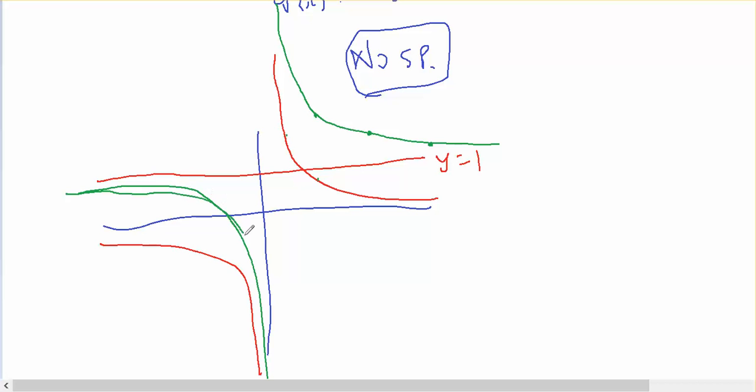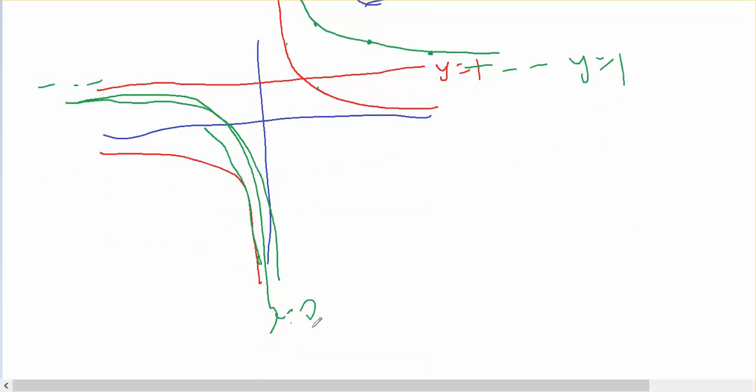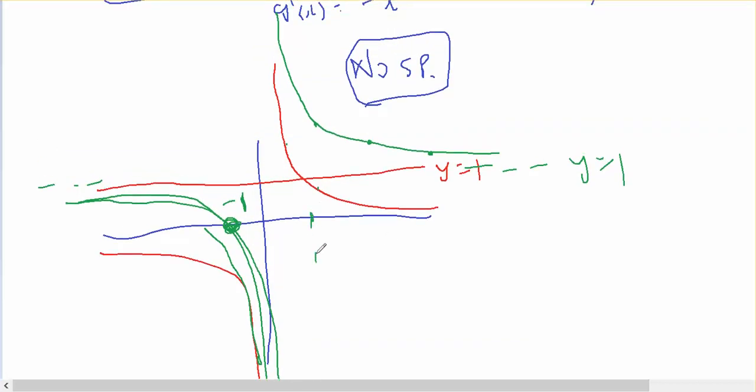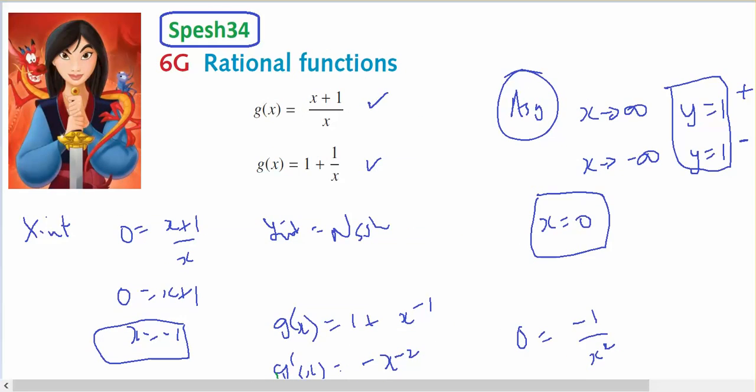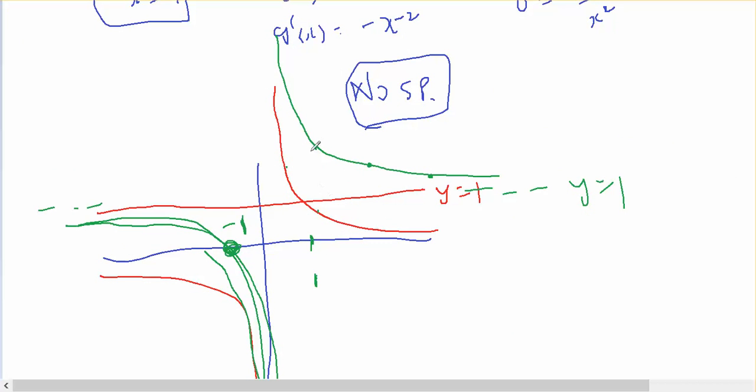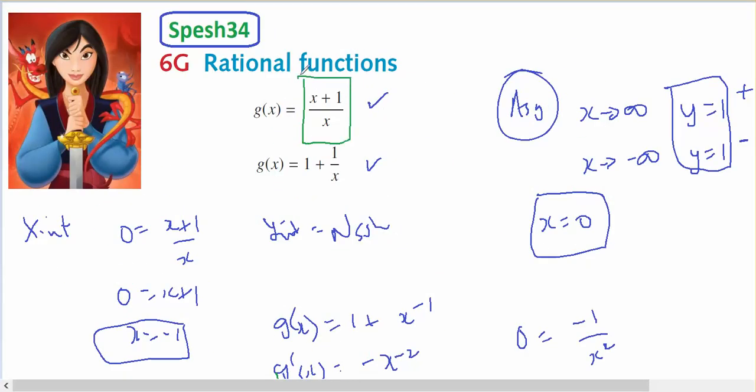And here is my drawing. I've got an asymptote at y equals 1. I've got an asymptote at x equals 0. I've got an x-intercept at -1, and I could put in 1 and find out what my other value is. 1 plus 1 is 2, over 1 is 2. So I can put that as being 1 and 2. So there is my curve of the function, which is this divided by x.